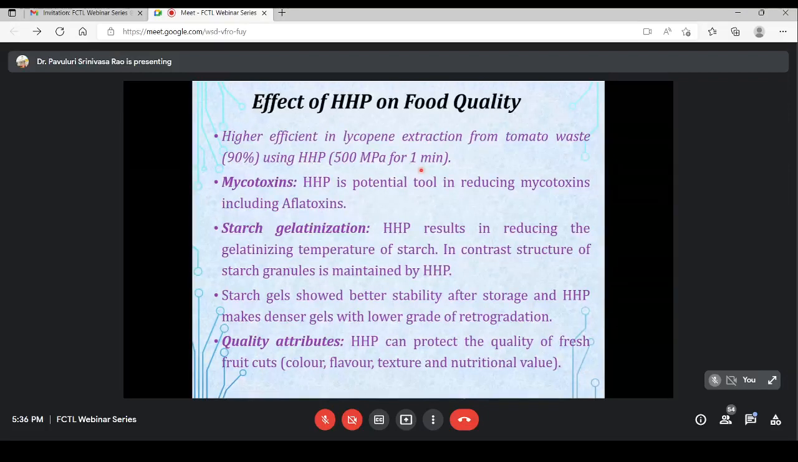Now, looking at quality attributes like sensory, HHP can protect the quality of fresh fruit cuts. In terms of color, flavor, texture, and nutrition value, they can be well retained. So this is one of the segments which is being researched most nowadays.